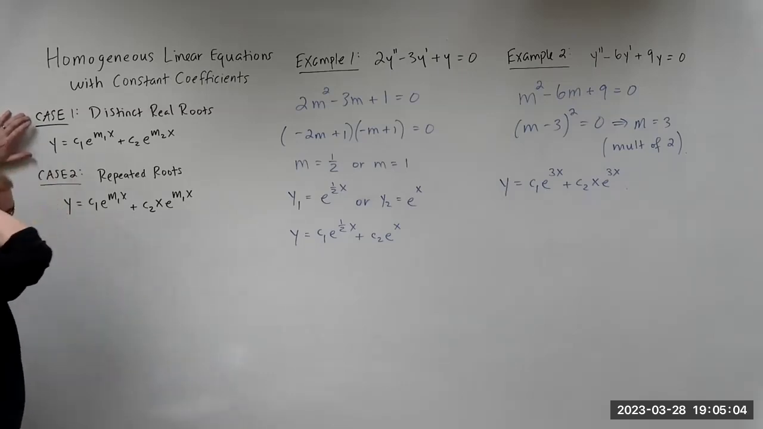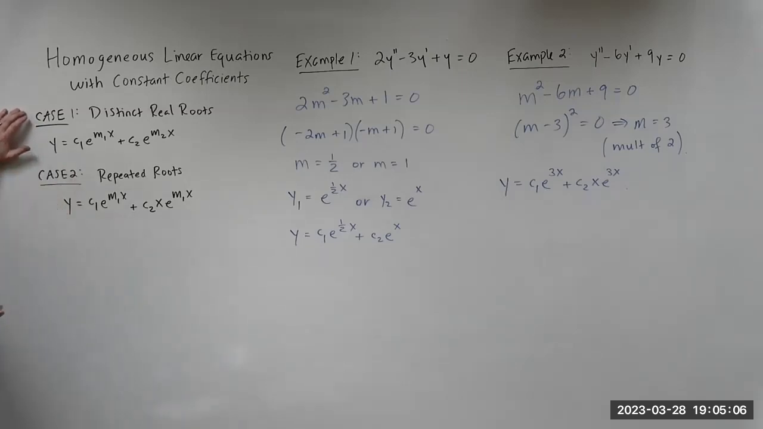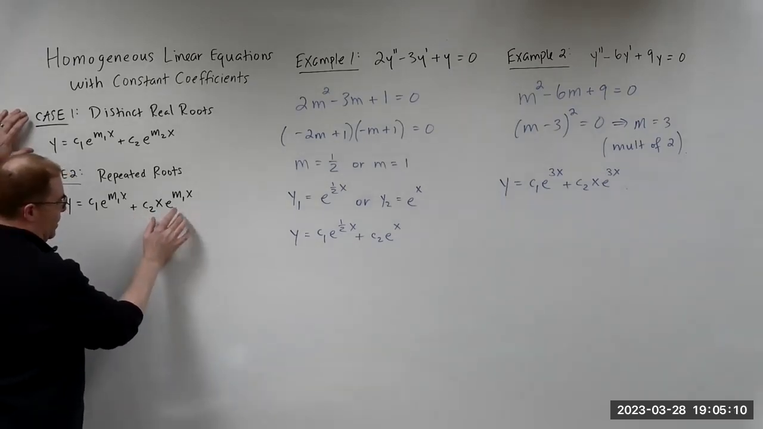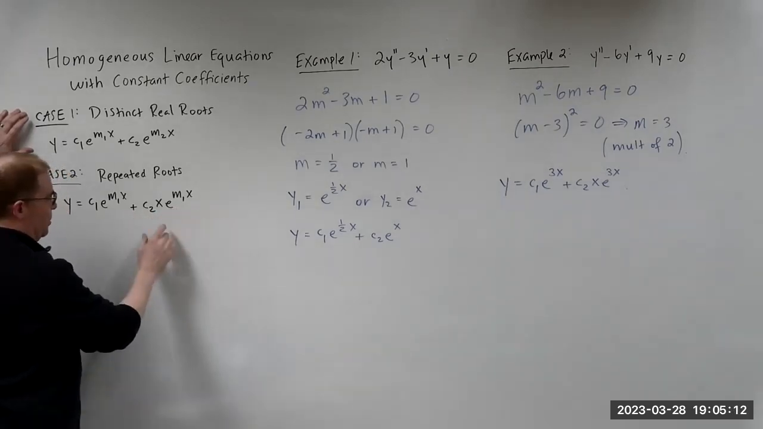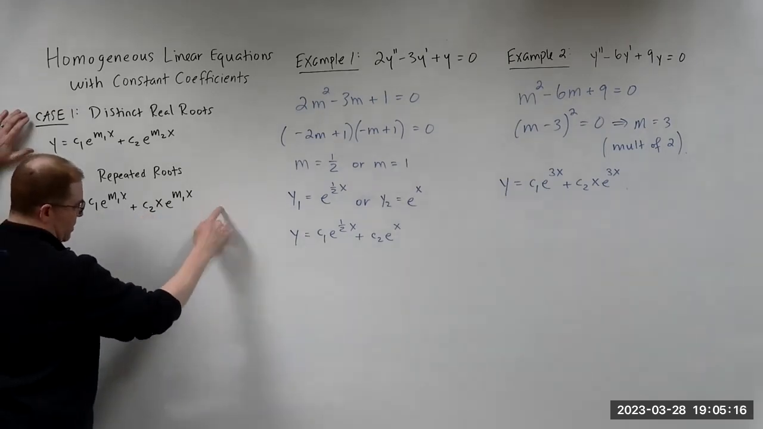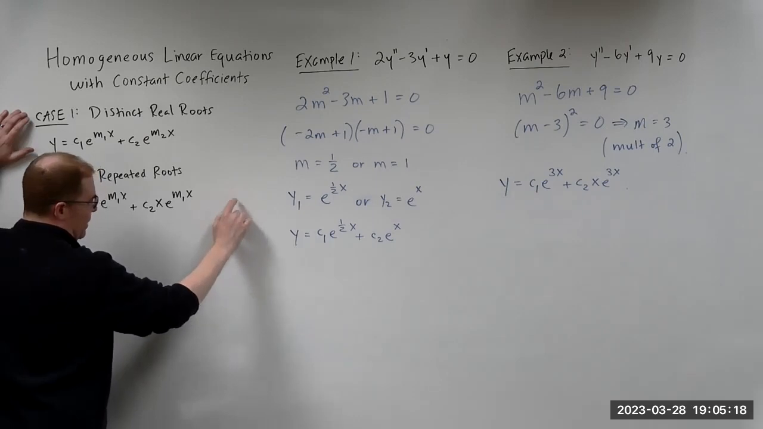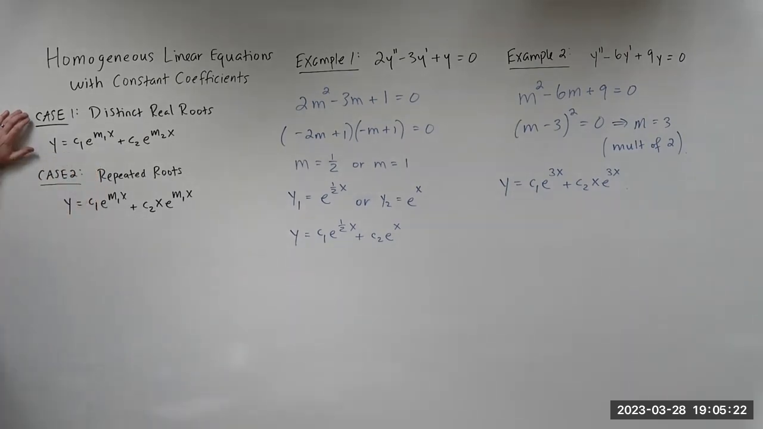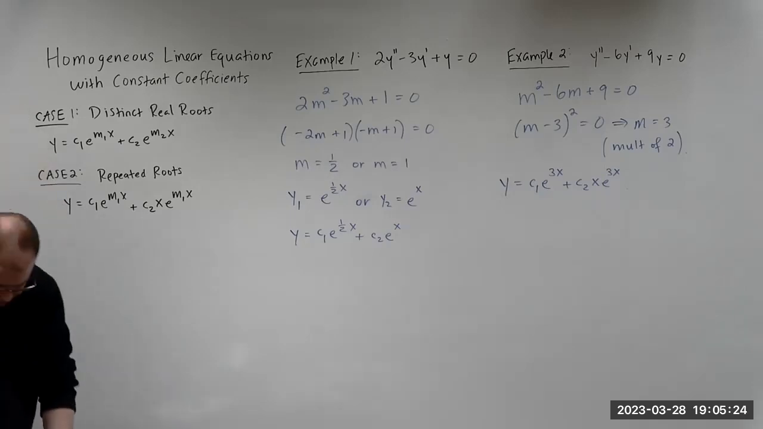If you have, let's say, a multiplicity of 3, then you would just add on another term, but then you would multiply it by another x. So you would have this one plus c2, or let's say c3, x squared, e to the m1 x. Okay. So we'll get to that in a few minutes.